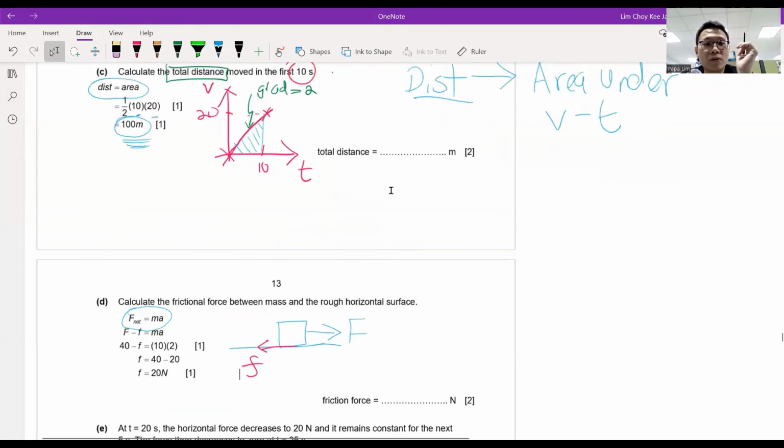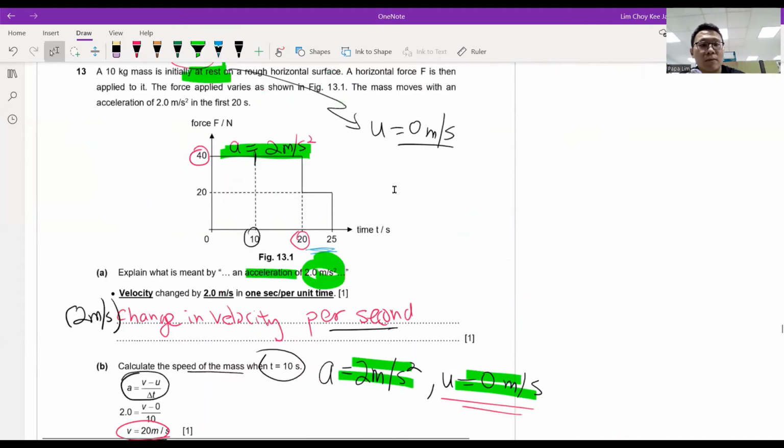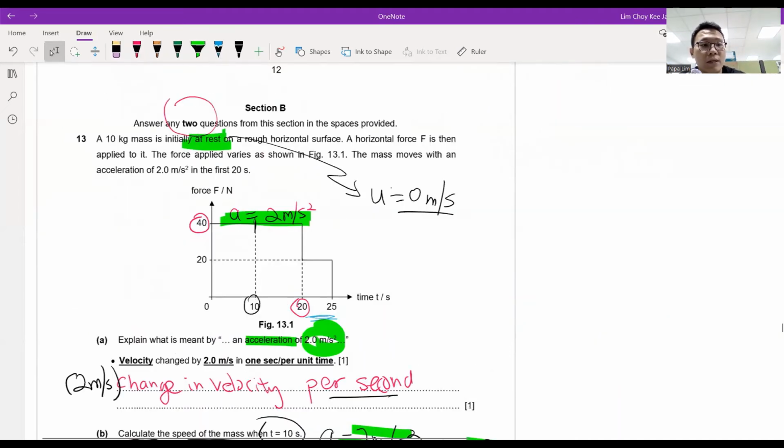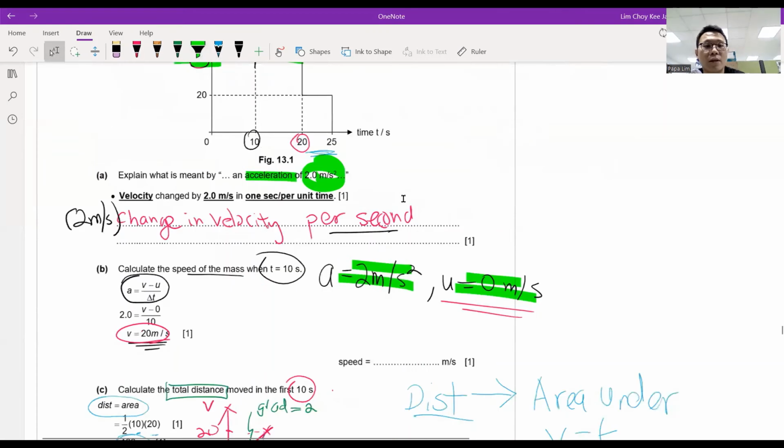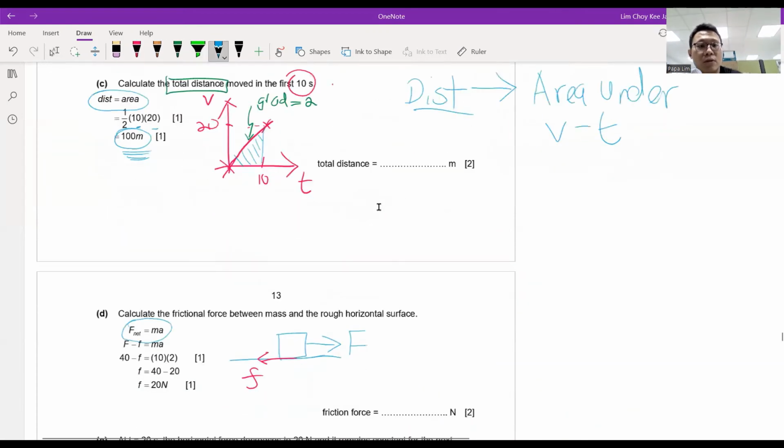Now, the forward force, the applied force. Remember, go back to the question. The question already says that at 0 to 20 seconds, the applied force is 40 Newton. So on this block, the force is 40 Newton. The acceleration given by the question is a equal to 2 meters per second square. These are the information that's given to you.